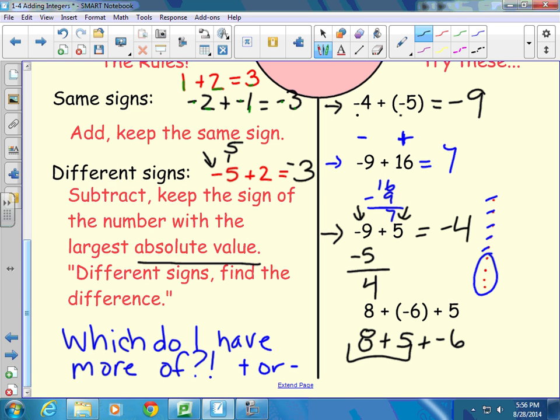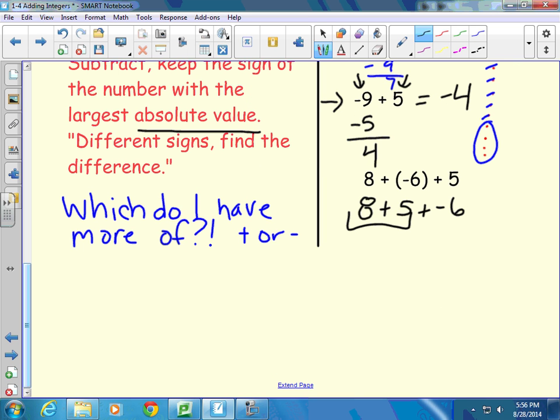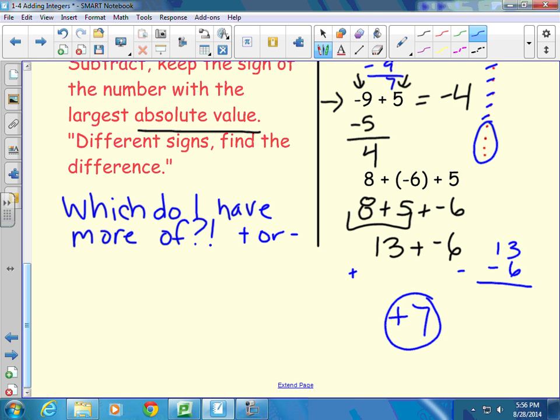Again, this is just my strategy. If you want to try something else, you are more than welcome. So 8 plus 5 I know is 13 plus that negative 6. Ask myself, which one do I have more of? More positives or more negatives? I know I have more positives, so my answer is going to be positive. And I can do 13 minus 6 is really 7. Notice what I did there. 13 plus negative 6 is actually the same as 13 minus 6.